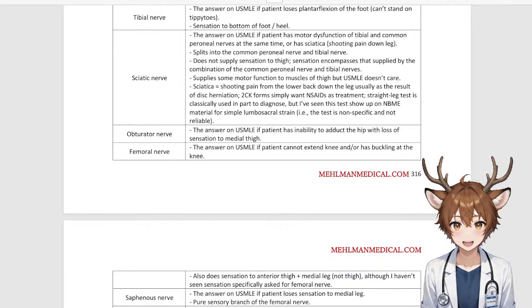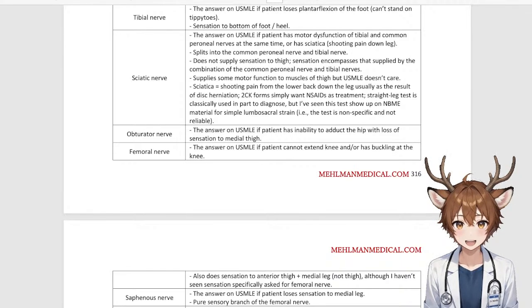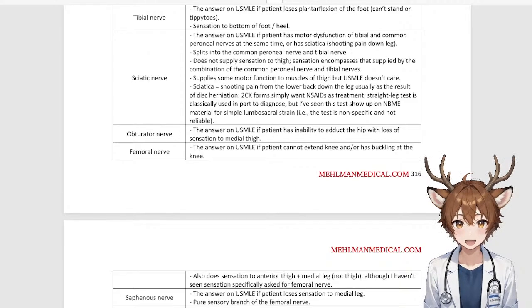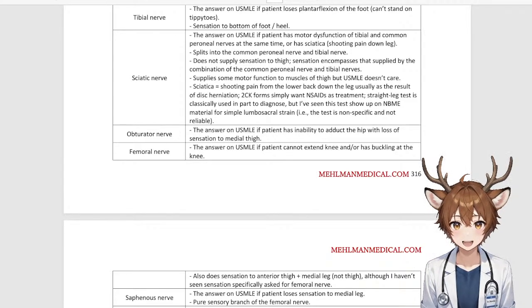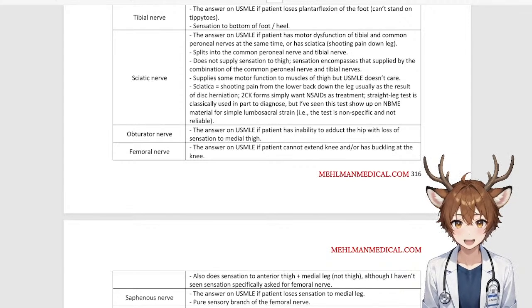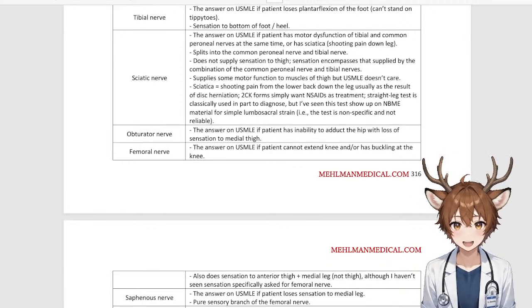Sciatica equals shooting pain from the lower back down the leg, usually as a result of disc herniation. 2CK forms simply want NSAIDs as treatment. The straight leg raise is classically used in part to diagnose, but I've seen this test show up on NBME material for simple lumbosacral strain. That is to say, the test is non-specific and not reliable.